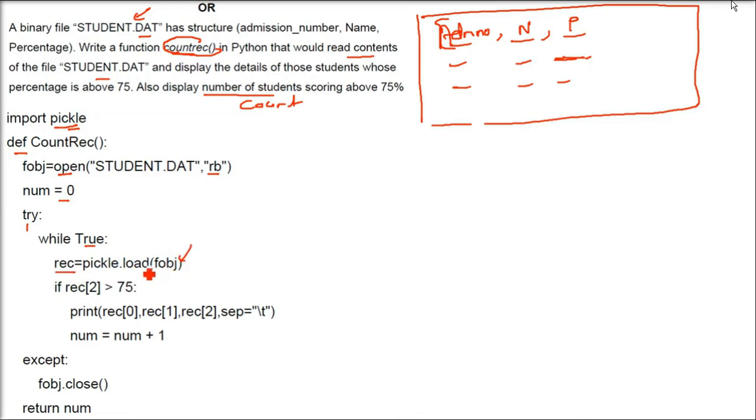So pickle.load will return the record in REC. Now for this REC[2], because we are doing while True, we are going through every record. Say some has 30%, some 90%, and some 76%. So 30 will fail, 90 will pass, and 76 will pass. If REC[2] is greater than 75, then 90 and 76 will come. So it will print first, second, third, that is, all the content will print.